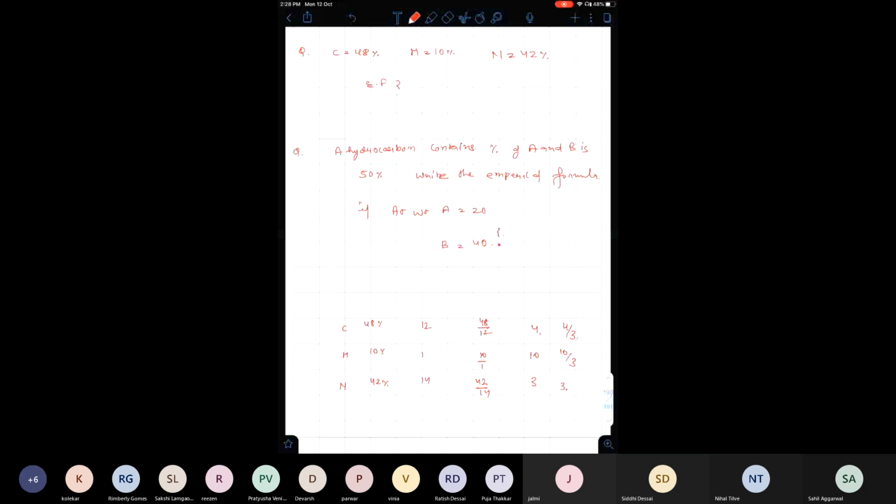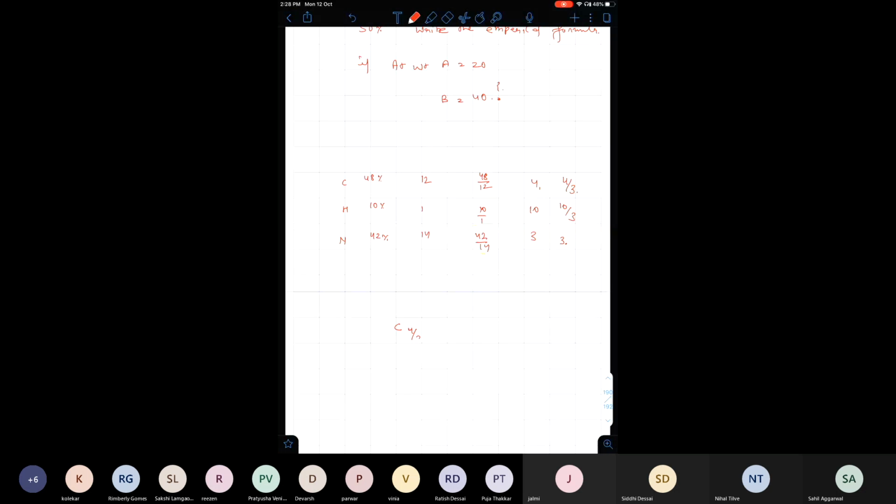Right? So C is 4 by 3, H is 10 by 3, and N is 1. Multiply everything by 3, it will become C4, H10, and N3. Right?